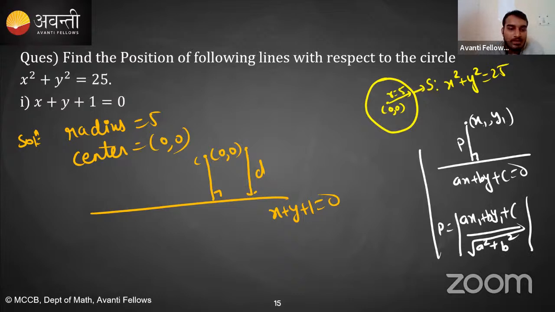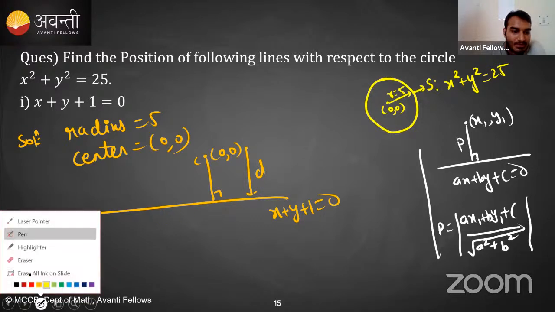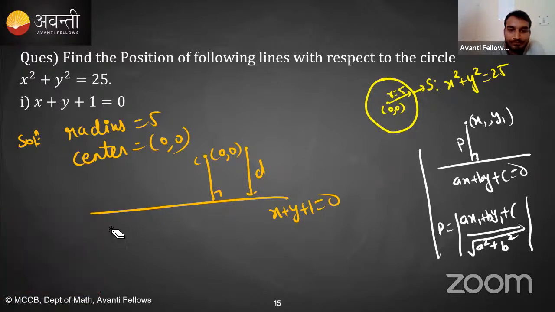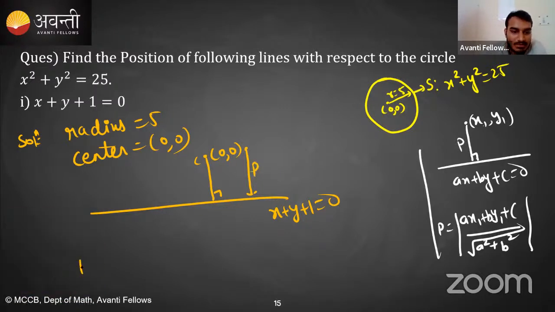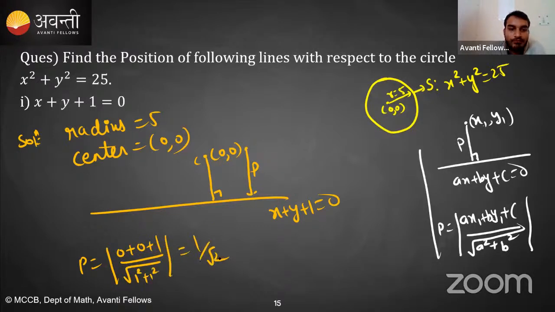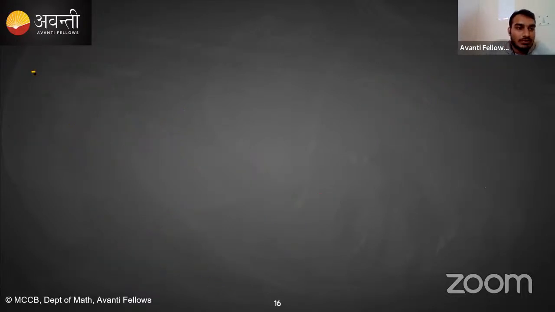This was the formula. So similarly here, what will we get? Let's represent this distance as p. P is nothing but modulus of, put 0, 0 in the line, 0 plus 0 plus 1, upon under root of 1 square plus 1 square, which is 1 by root 2. So radius is 5, right? Radius is 5 and p is 1 by root 2. So it implies p is less than radius. Yes or no? P is less than radius.